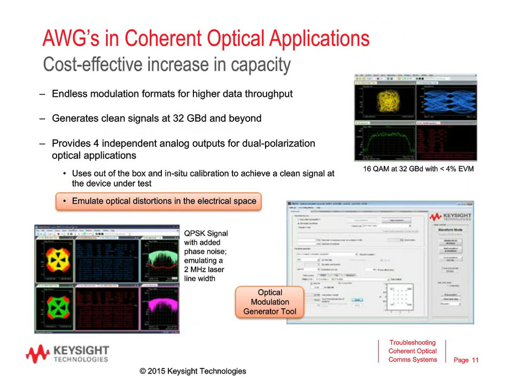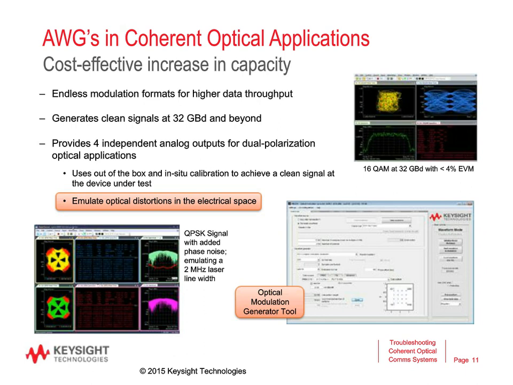In coherent applications, we see the AWGs, or arbitrary waveform generators, as really a good device, as it can modulate almost endless modulation schemes for even higher data throughput. It can generate clean signals up to 32 gigabaud and even beyond that. And also it provides 4 independent analog outputs for dual polarization optical applications.